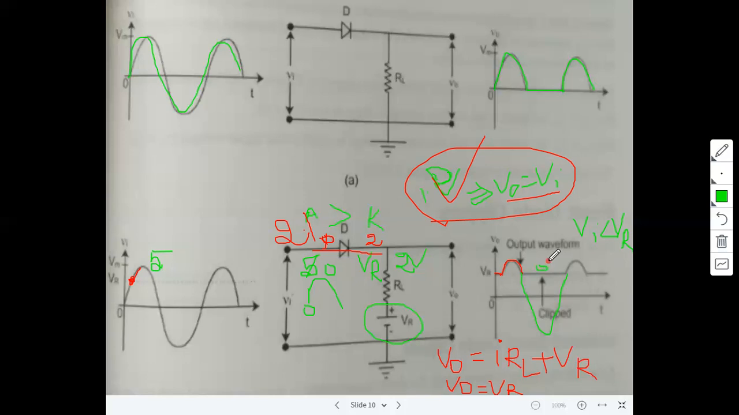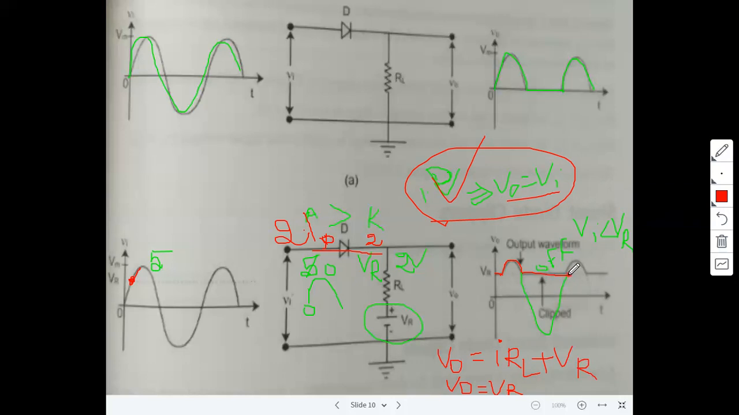Now in this case, the diode is off. When the diode is off, what happens? The current is equal to 0, and the output is equal to Vr only. So this is the Vr.